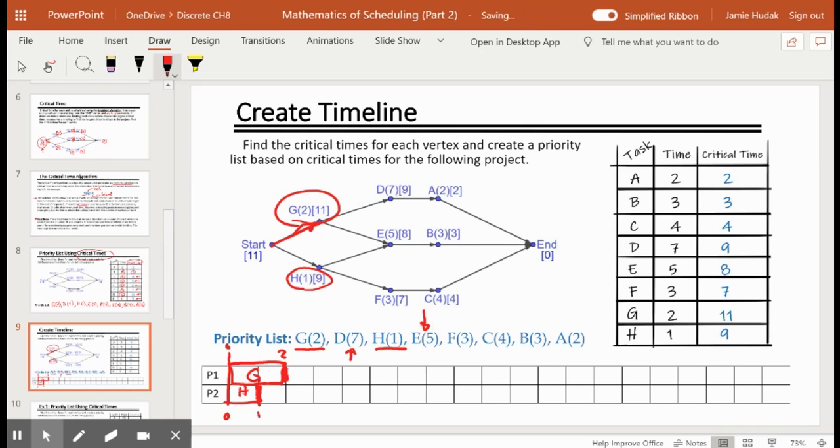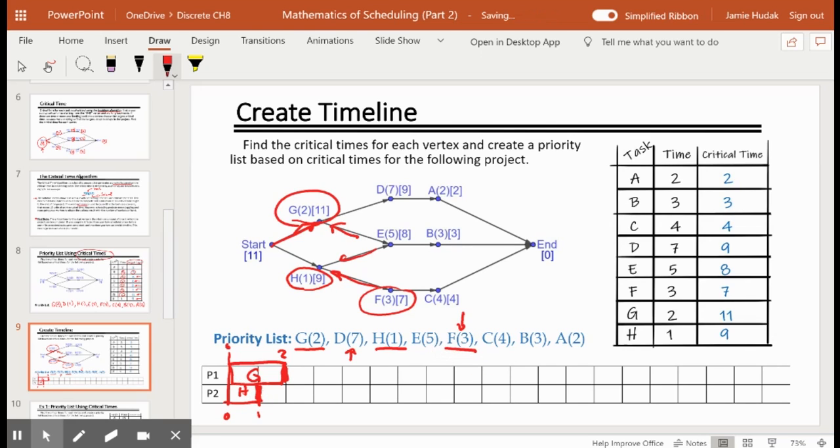Can we do E? E needs both G and H to be completed. Well, at time 1, H is completed, but G is not. I cannot do E. I'm going to skip over E. Can we do F? F requires that H be completed. H is completed, so I can schedule F.